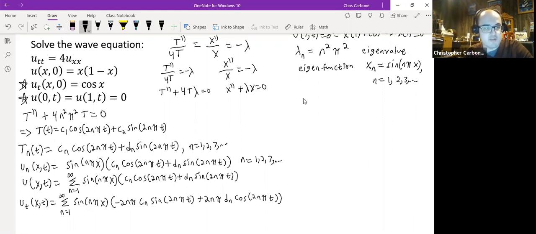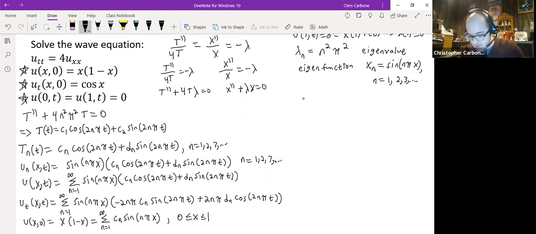So when we use the very first condition up here first, this would be u of x comma 0. That is, of course, equal to x times 1 minus x from our equation above. And utilizing the summation notation, this is equal to the sum from n is equal to 1 to infinity of c sub n times sine of n pi x. And this is where x is between 0 and 1 inclusive.